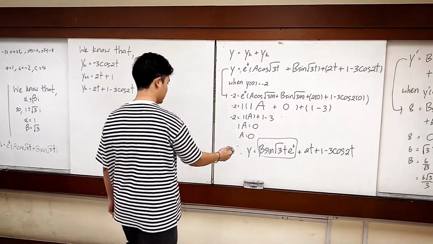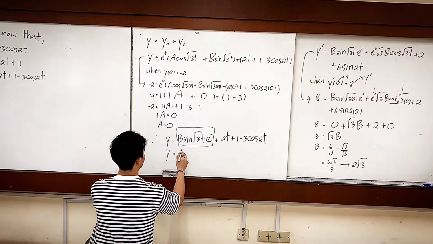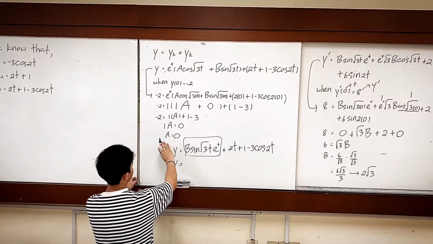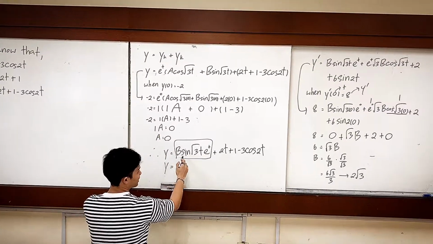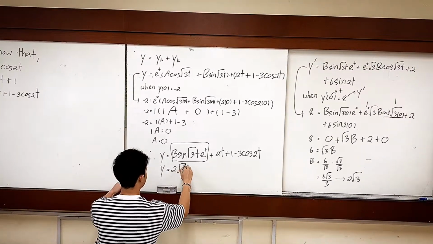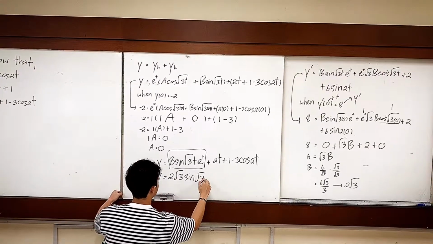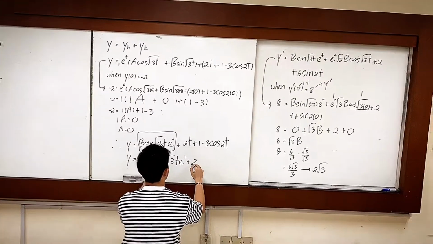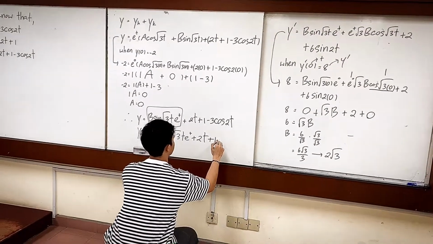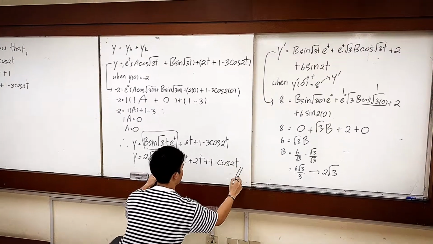So the final answer, this is y, right? So the final answer will be y equals. We know A is gone, so we are not going to touch A. So B, 2 square root 3 sine square root 3t exponential t plus 2t plus 1 minus cos 2t. This is our answer.